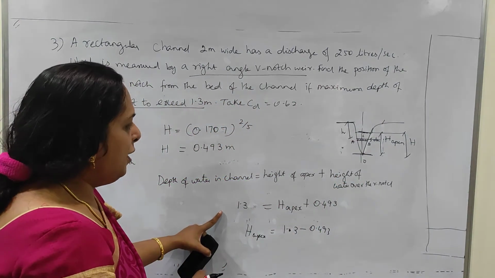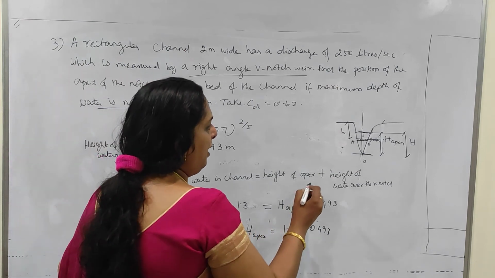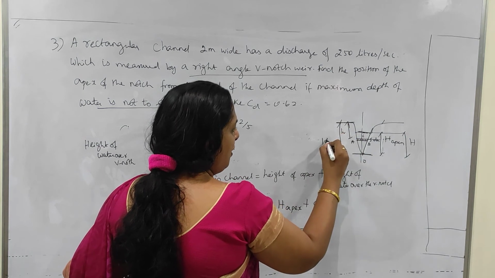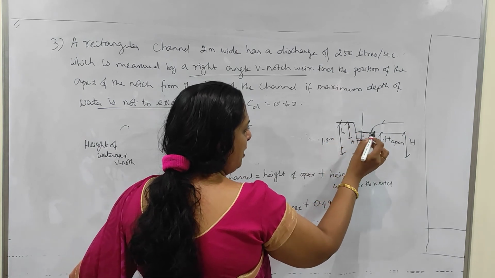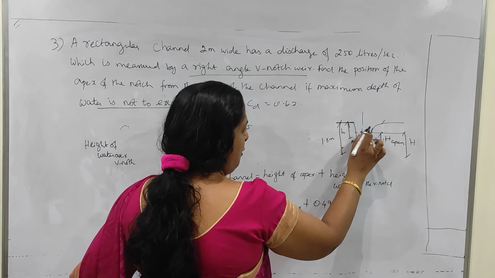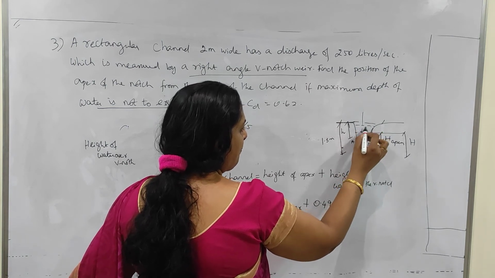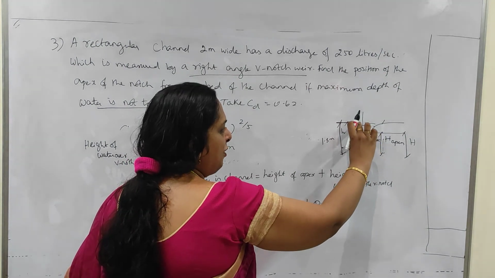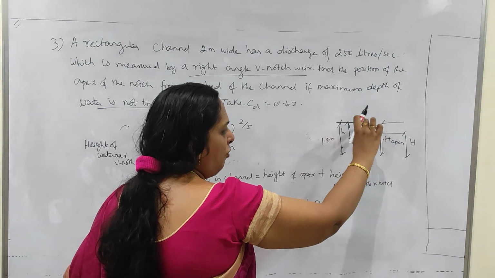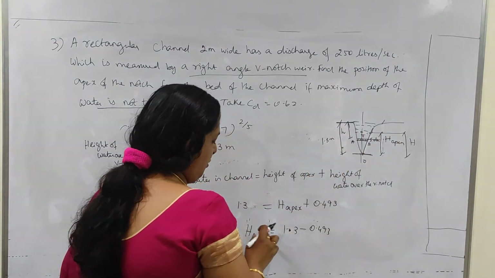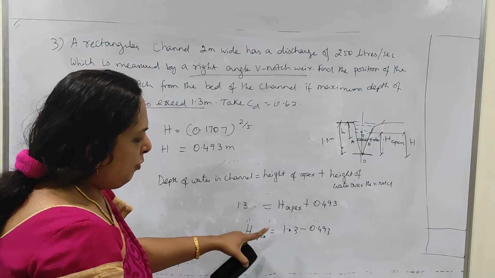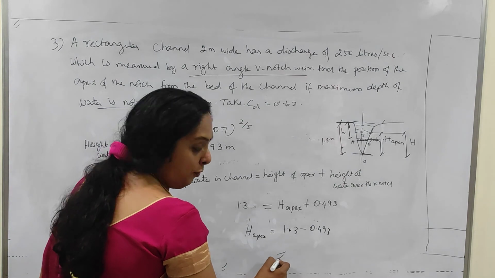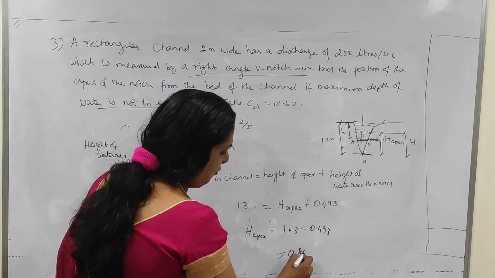I am getting the total depth of the water in channel. So this depth is 1.3 meters. That is the total depth of water in my channel. So the total depth of water in channel equals the height of the apex plus the height of the water over the V notch. So I will be able to find this. Height of the apex is equal to 1.3 minus 0.493, which will be equal to 0.807 meter.